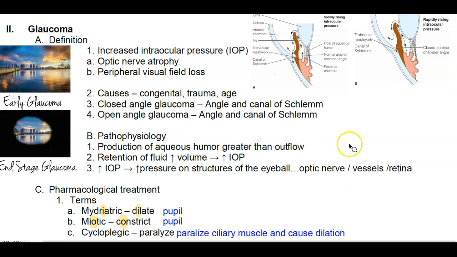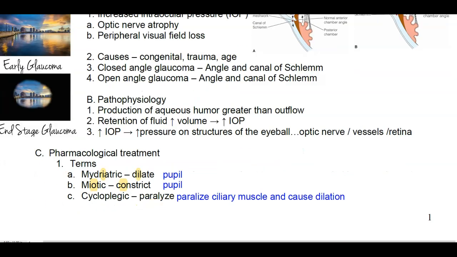So again, the pathophysiology involved in glaucoma includes production of aqueous humor that's greater than the outflow, and there are times that it's caused by the retention of fluid, therefore increasing the volume, which results in increased intraocular pressure. That increase in intraocular pressure then compresses the structure of the eyeball and also the optic nerve, the vessels, the retina, but mainly the optic nerve, which then will affect the patient's vision.